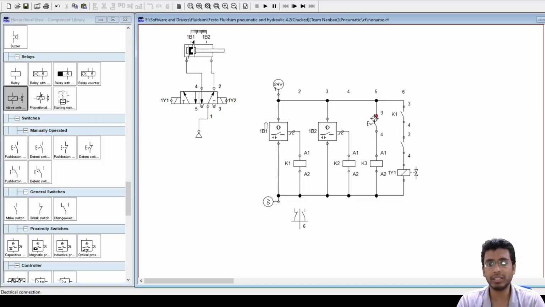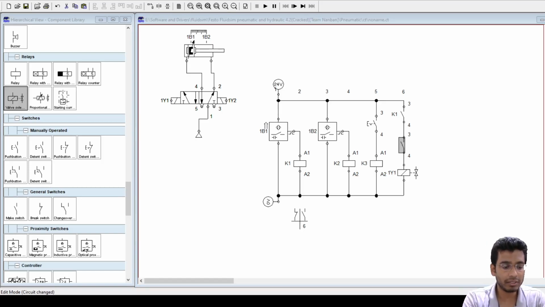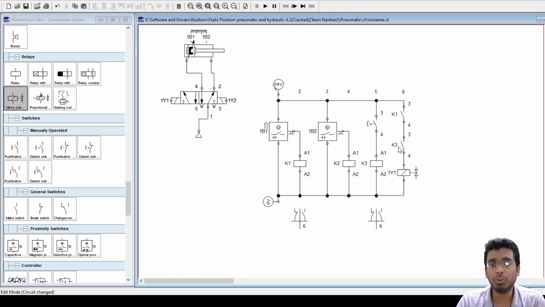That means when this control switch is pressed on, my K3 relay will get actuated. So this should be a make contact of my K3 relay here. Fine. So when both these conditions are true, my 1Y1 will get actuated, and this will result in my cylinder extending.